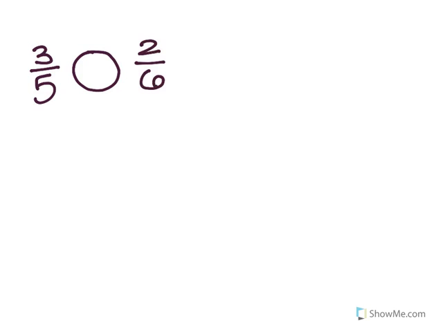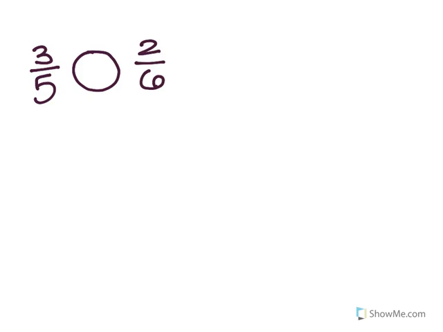Okay, boys and girls, we are going to do strategy number 2 today. Strategy number 2 is like strategy number 1 where we want to make the denominators the same. So I'm going to give you this problem. We're going to do 3/5 and we're going to compare it to 2/6.